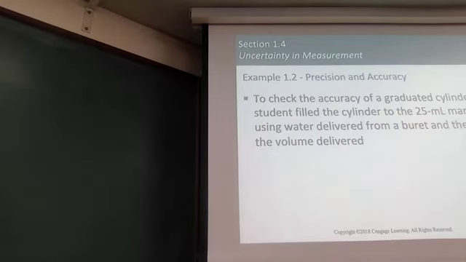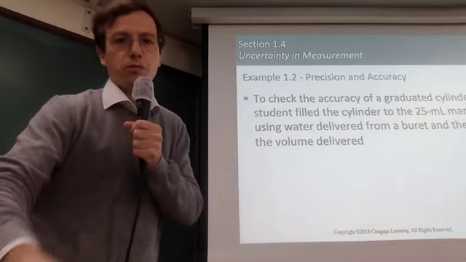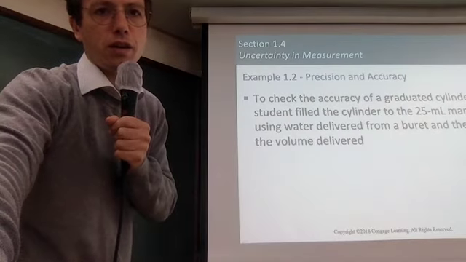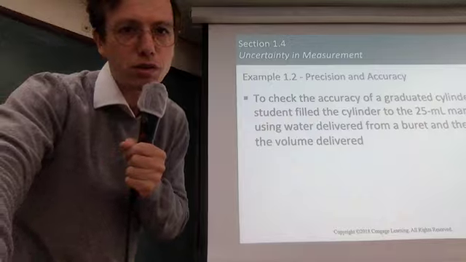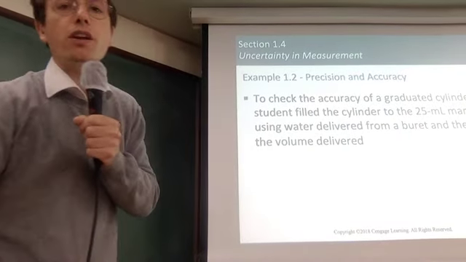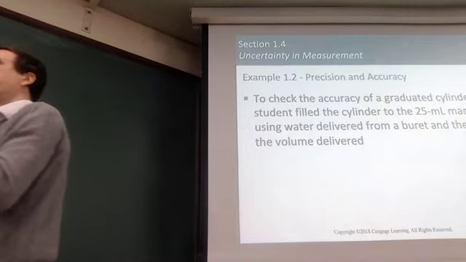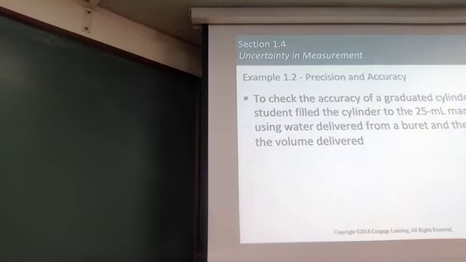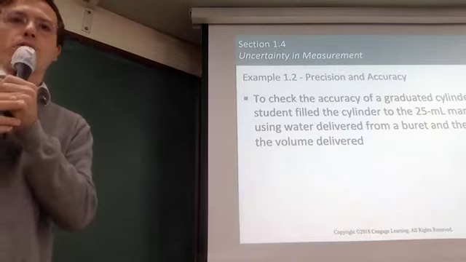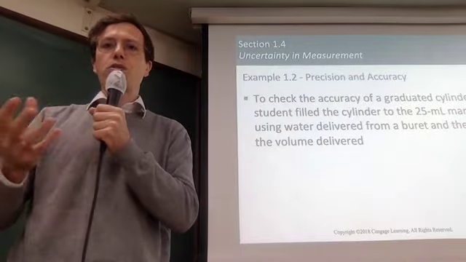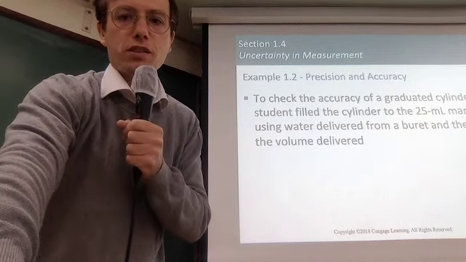Okay, so for example, one of the students now tried to check the accuracy of the graduated cylinder. And for that, he filled the cylinder to the 25 milliliter mark using water delivered from the burette, and then he read the volume delivered. So he uses the cylinder, which is graduated, so which is very precise, and it's also more accurate because it's closer to the real volume. It has been graduated. So he uses that to assess the accuracy of his previous measurement.